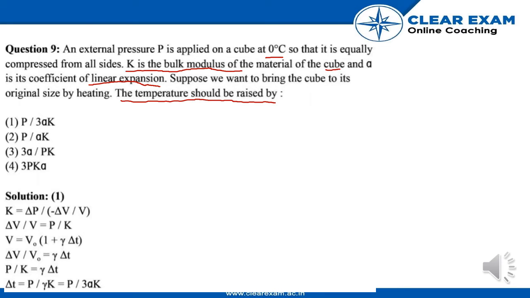Now, how to solve this? We know that K, the bulk modulus, is equal to delta P upon the rate of change in volume. Therefore, the rate of change in volume will be P by K.